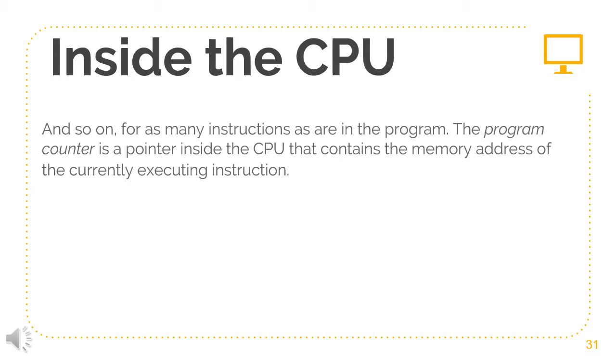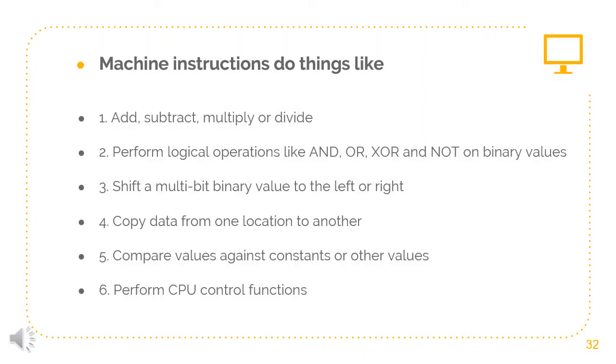The program counter is a pointer inside the CPU that contains the memory address of the currently executing instruction. Machine instructions do things like: 1. Add, subtract, multiply, or divide. 2. Perform logical operations like AND, OR, XOR and NOT on binary values. 3. Shift a multi-bit binary value to the left or right. 4. Copy data from one location to another. 5. Compare values against constants or other values. 6. Perform CPU control functions.